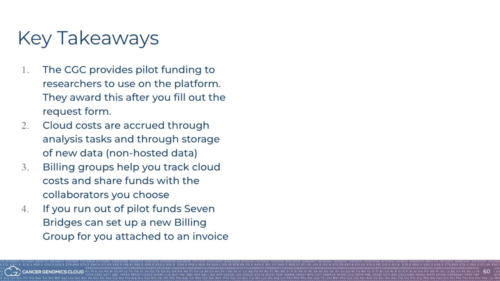Key takeaways from this onboarding video. The first one is that the CGC provides pilot funding to researchers to use on the platform. They award this after you fill out the request form, as I showed you earlier. 2. Cloud costs are accrued through analysis tasks and through storage of new data, and this applies to non-hosted data. 3. Billing groups help you track cloud costs and share funds with the collaborators you choose. And 4. If you run out of pilot funds, Seven Bridges can help set up a new billing group for you attached to an invoice.